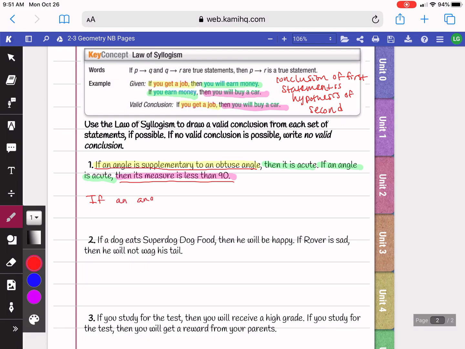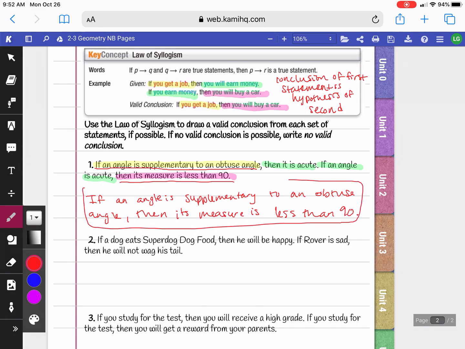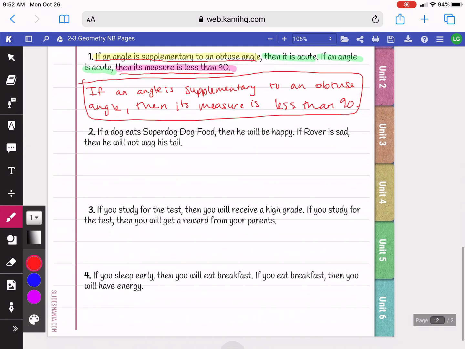So if an angle is supplementary to an obtuse angle, then its measure is less than 90. So notice my new statement was just combining the beginning of the first statement with the end of the last statement. And it's like we're taking out that middle part.